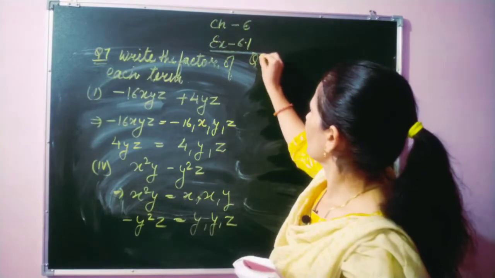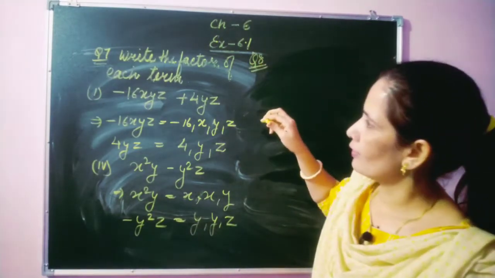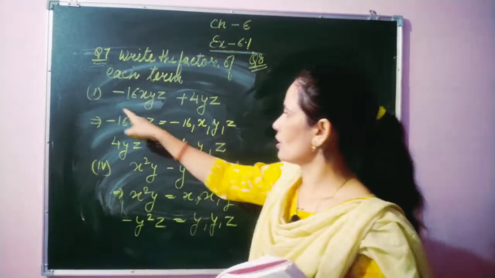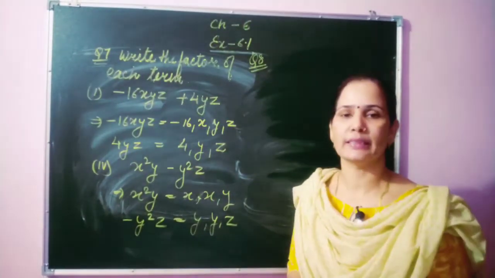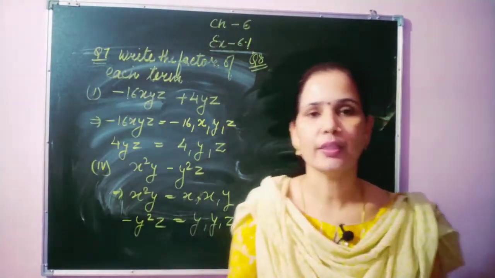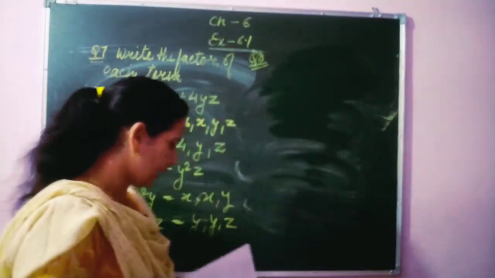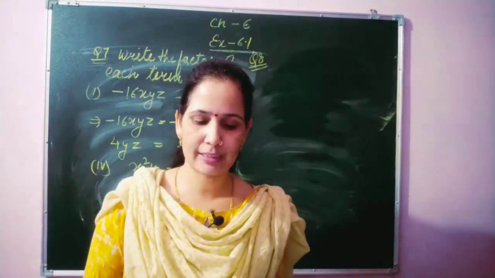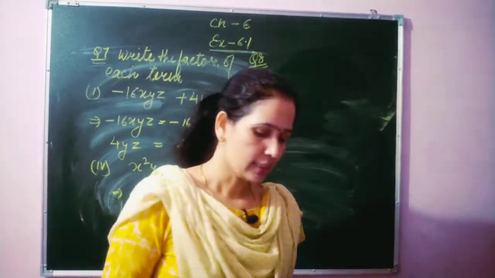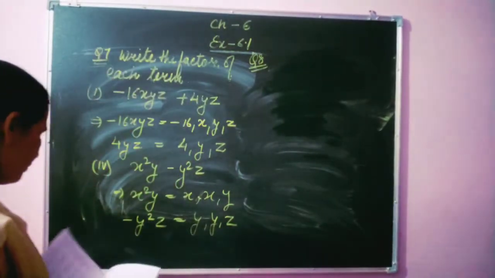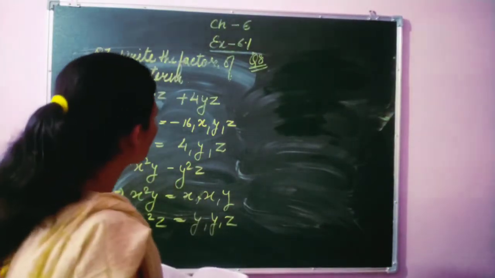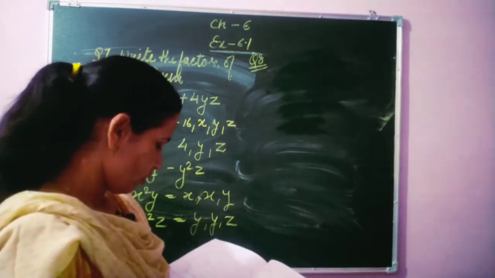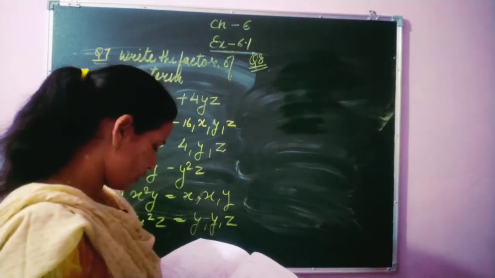Now question number 8. In question number 8, they told us that whatever algebraic expressions are given in question number 7, we have to write their degree. Okay. We have to mention their degree. What is the highest degree? Write down the degree of each term and the degree of the algebraic expression given in question number 7. So students, let's discuss this question number 8.